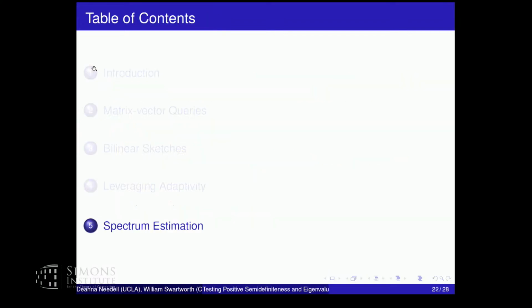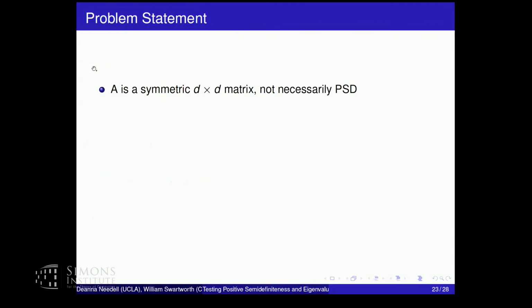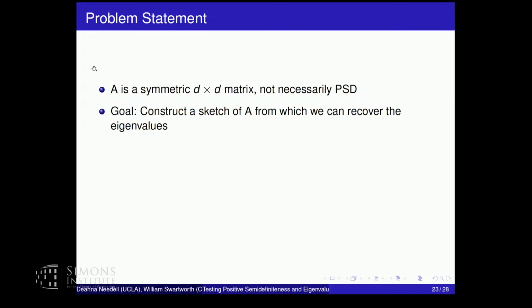OK. And finally, let me just say one more thing, which is that this study into testing of PSD matrices led to new algorithms for spectrum estimation, so approximating all the eigenvalues of a matrix. So here's the problem statement. Assume you have a symmetric d by d matrix A, not necessarily PSD. Your goal is to construct a sketch of A to recover the eigenvalues. And what we want to do is estimate every eigenvalue of A up to additive epsilon times the Frobenius norm of A.